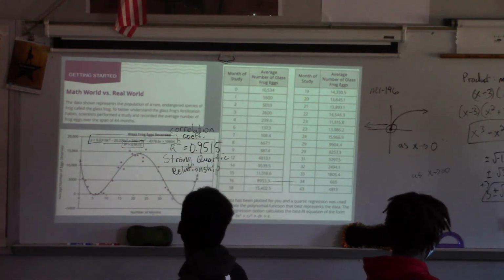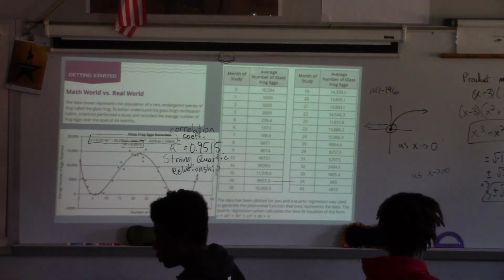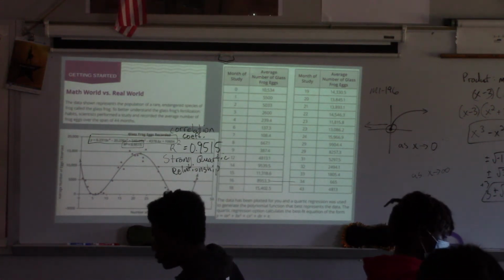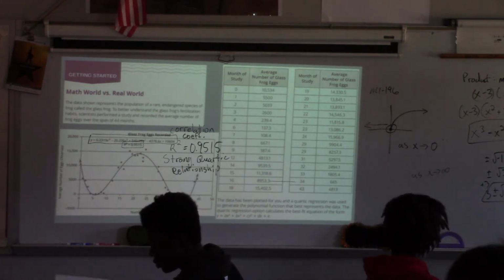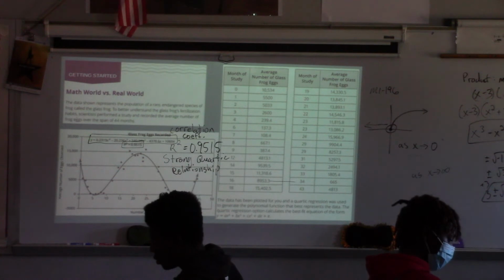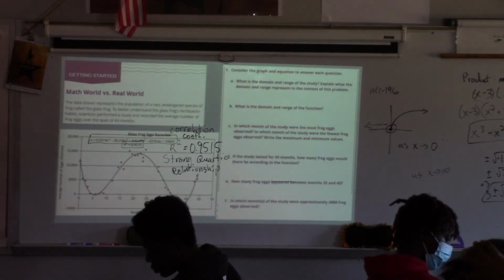And they did a quartic regression. If you remember when we looked at the calculators, I think we only did linear regressions, but were there a lot of other options for regression analysis? Yeah, there was exponential, quadratic, cubic, quartic. I think there was even a quintic in there. We don't go much beyond that. Quartic means 4, fourth degree.